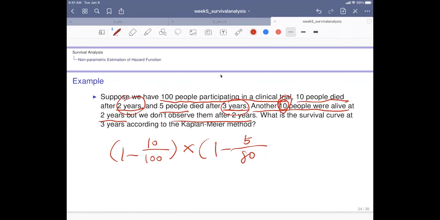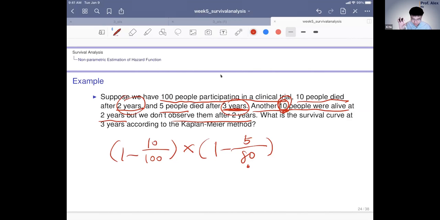Are the 10 people included in the original 100? Yes, they are all in this original 100, but they just start at different times. So for these 10 people, you only know that they lived 2 years or longer. However, maybe they have only lived 2.5 years, and in that case, you should not include them. Maybe they actually lived 4 years, but you don't know that. So you should not include them in the calculation for the time point of 3 years, because you don't know whether they will last until 3 years or not. Here you should only count the people who you know for sure are still alive at 3 years, and those are the at-risk people.